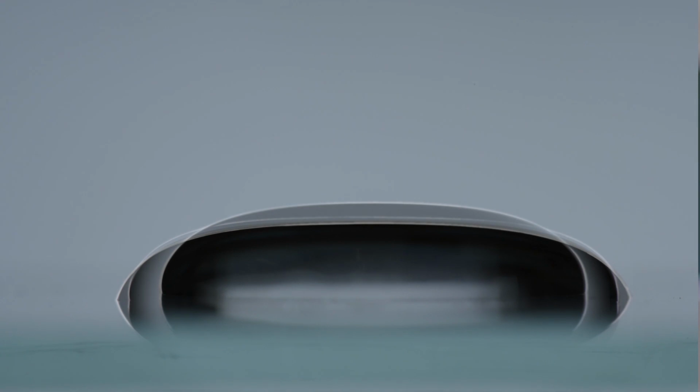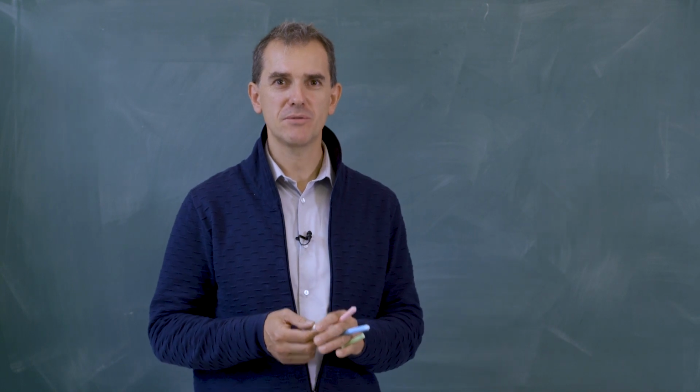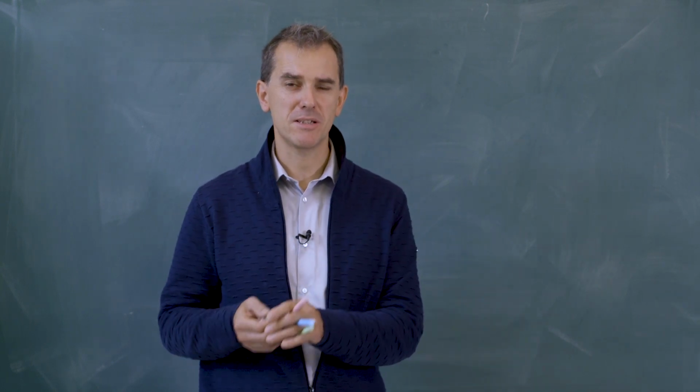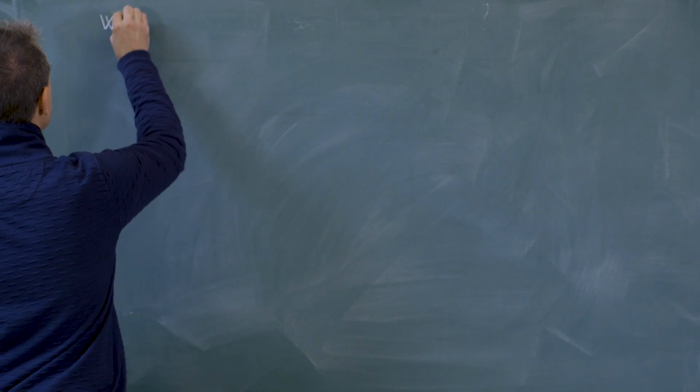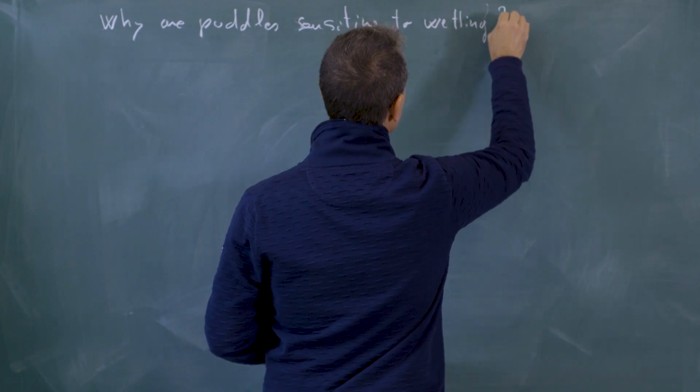At such scale, drops are flattened by gravity, but they still need to meet the substrate with a well-defined angle, which deforms the puddle edges and forces the liquid to rise when the contact angle is large. The question I want to address is why are puddles sensitive to wetting, despite the fact that they are dominated by gravity? So our question is, why are puddles sensitive to wetting?